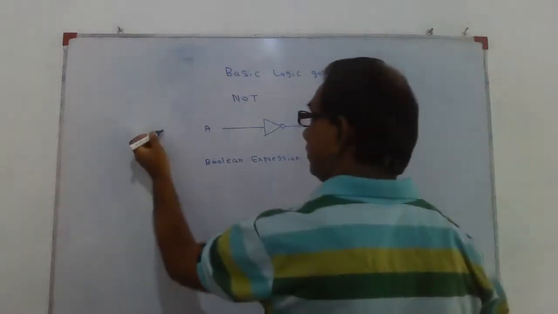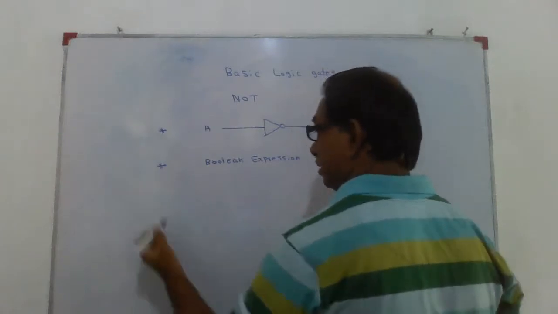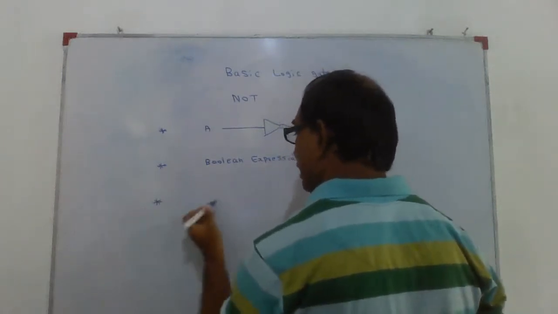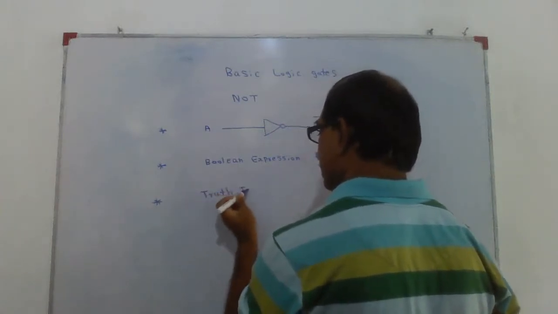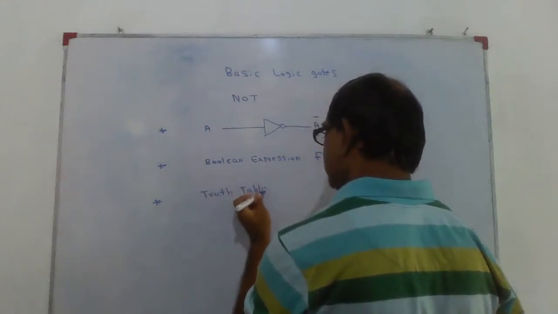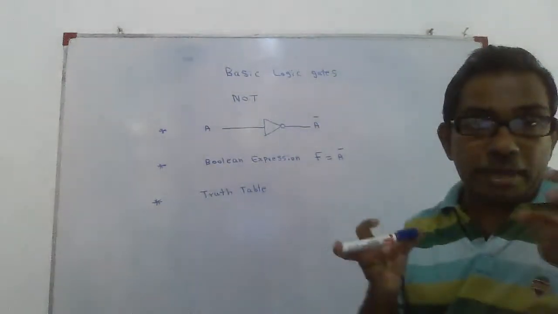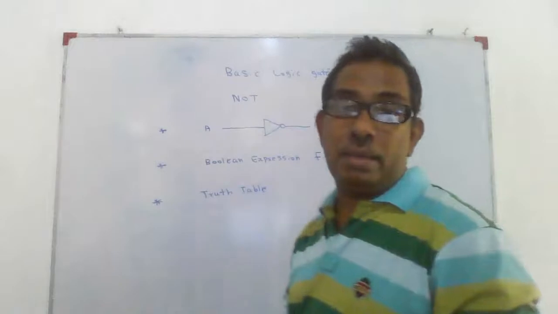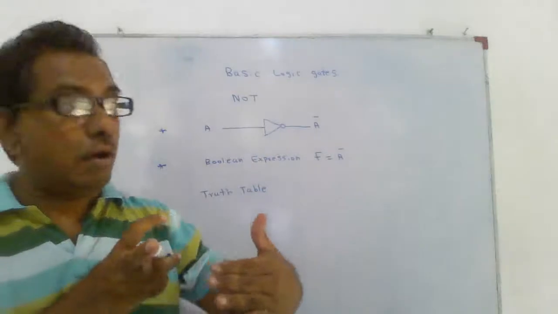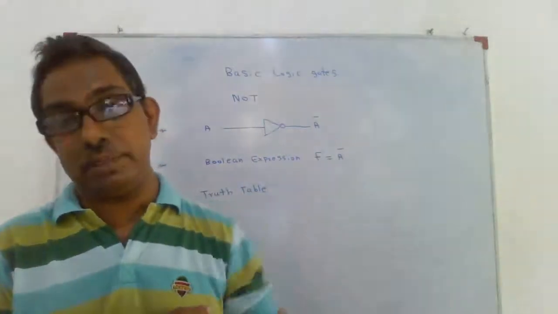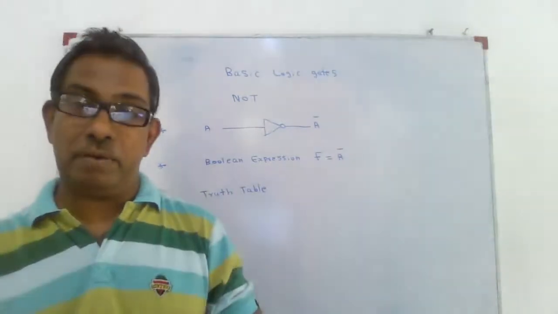Now this is the first one, the gate. The second one, the Boolean expression. Third one, I would like to show another thing. That is the truth table. Truth table is a table. It shows you the combination of inputs and outputs. How you see all the inputs and outputs.